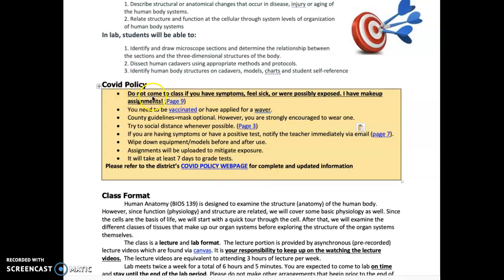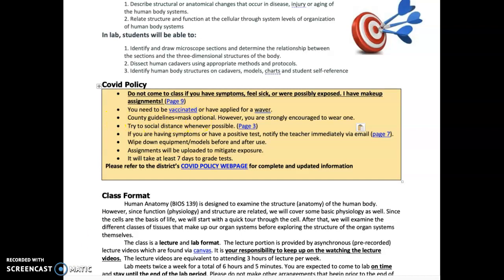Underlined, highlight: do not come to class if you have symptoms, feel sick, or were possibly exposed. I taught online anatomy for 2 years. I have makeup assignments. You need to be vaccinated or apply for a waiver. Wouldn't be able to sign up otherwise.